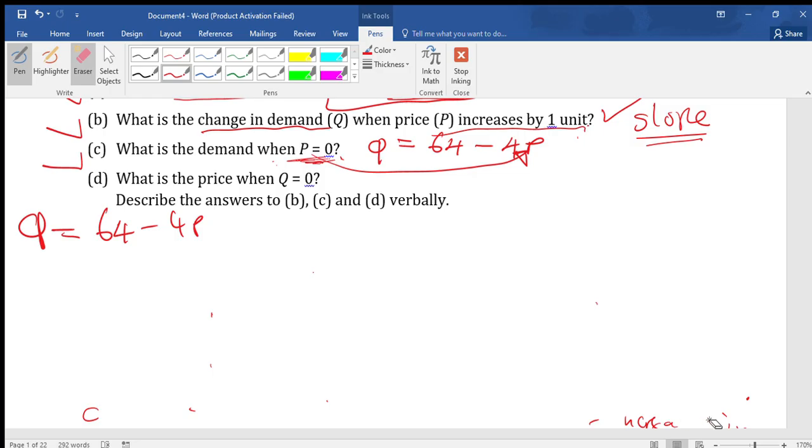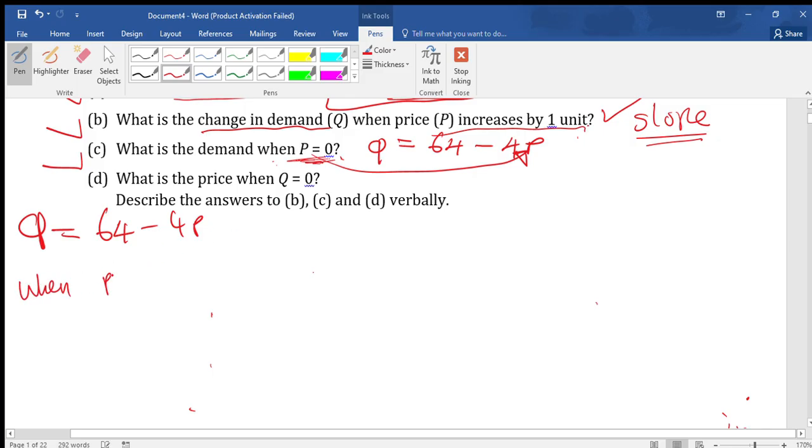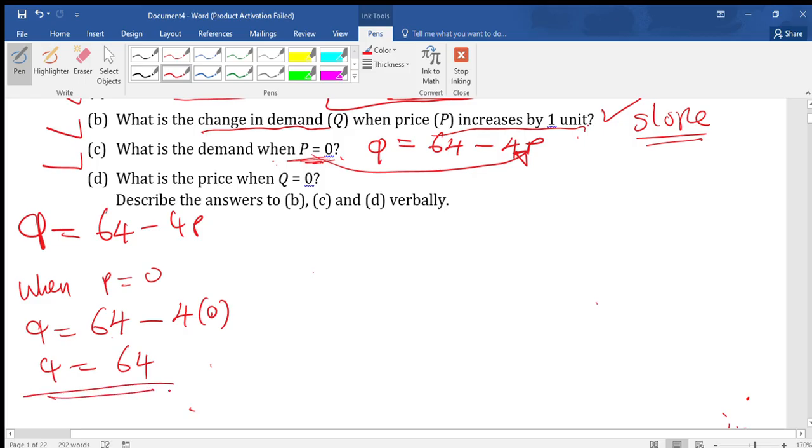Okay, so if this is the case, we want to solve when P is equal to 0. This is what we just solved for, the quantity intercept. So this will be 64 minus 4 multiplied by 0, and Q equals 64 minus 0, which is equal to 64. This is the value of Q. As simple as that.